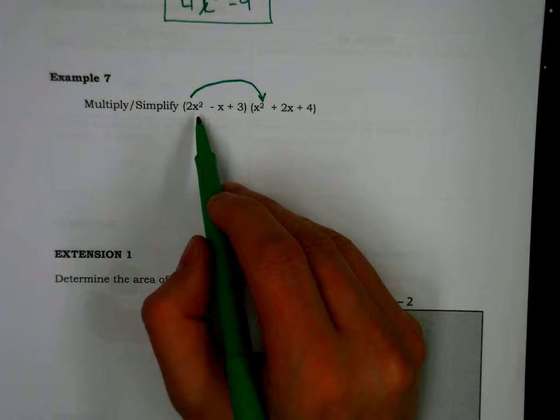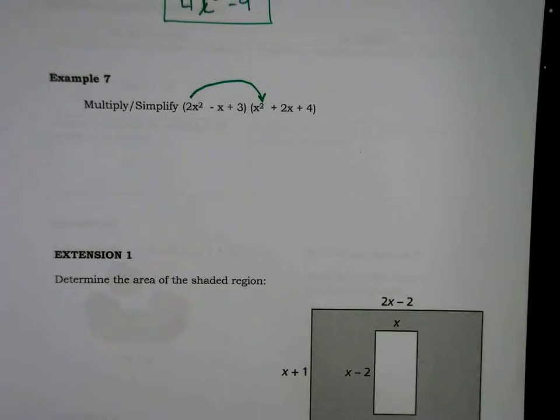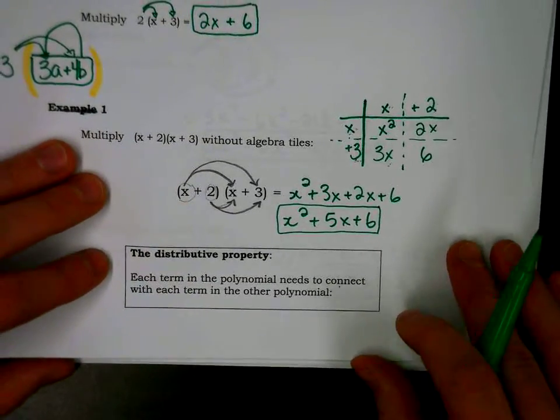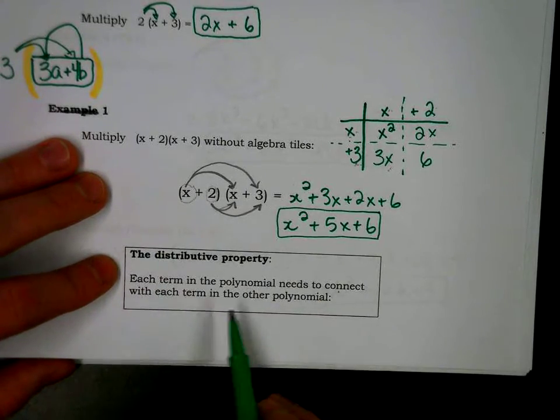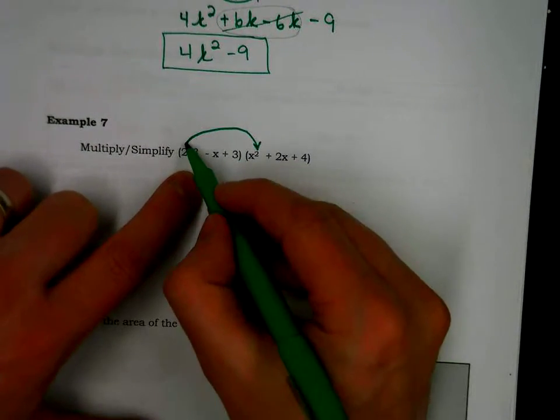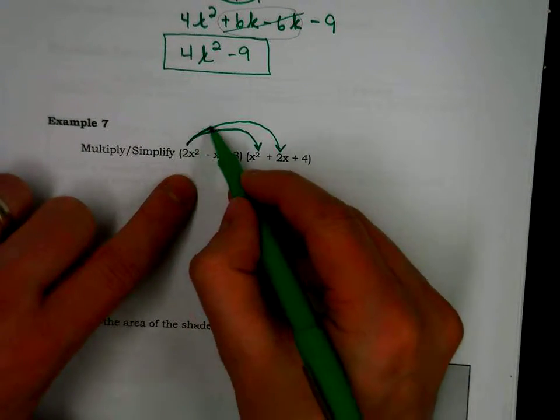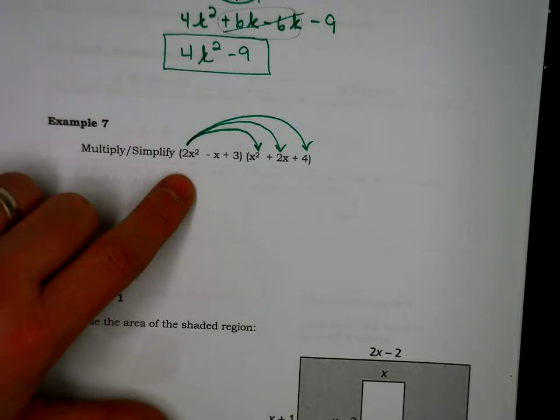That's going to have to connect to everything in the trinomial on the right. Remember, what we're doing with the distributive property is saying that each term in the polynomial needs to connect with each term in the other polynomial.